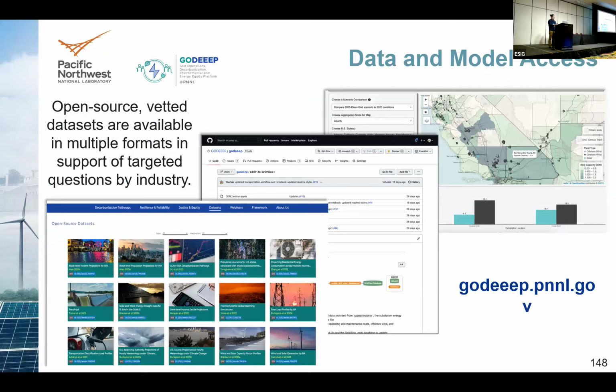Finally, how do you get access to this data? Well, it's a one-stop shop, godeep.pnnl.gov with three E's. That stands for Grid Operations, Decarbonization, and Environmental Equity Platform. I want to just reiterate that these data sets are open source, free. They've been vetted. Many of them have publications already or in the works. And they're available in multiple formats, and they're specifically targeted at being useful for the industry.